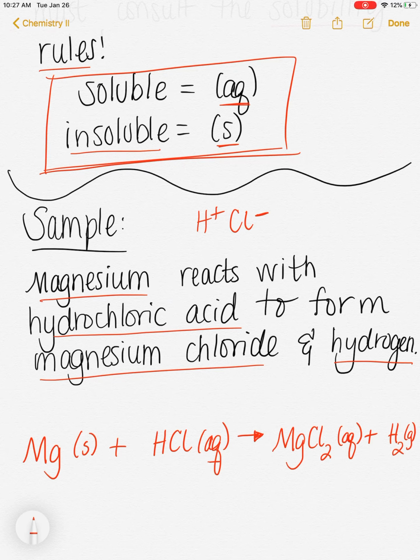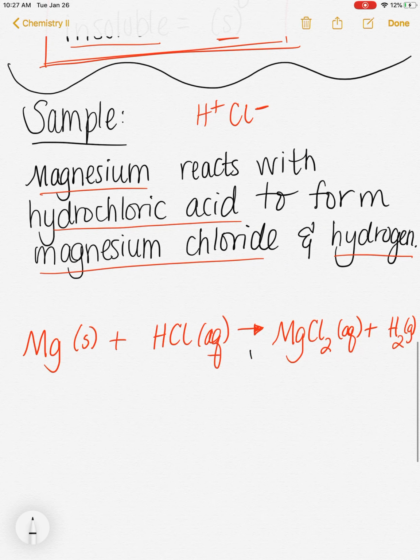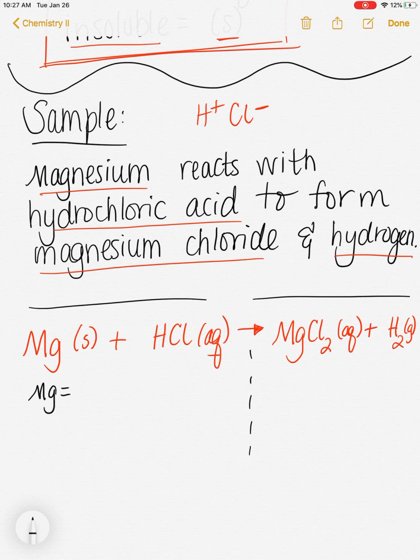And I'm going to put a phase label of gas. Now, all of my formulas are correct, but I have to see if this is balanced in order to satisfy the law of conservation. So I'm going to draw my little border line between my reactants and my products to make sure I'm not losing or gaining anything.